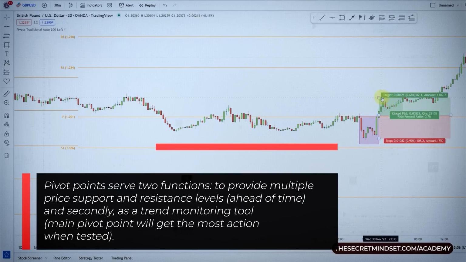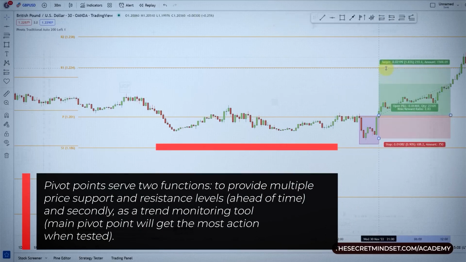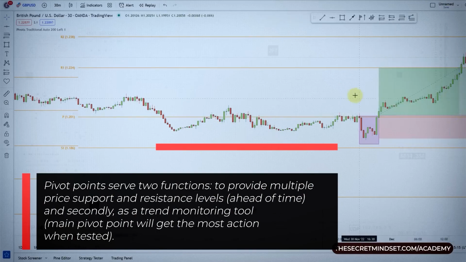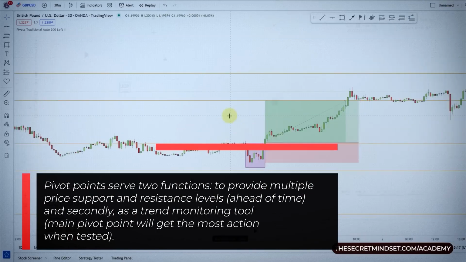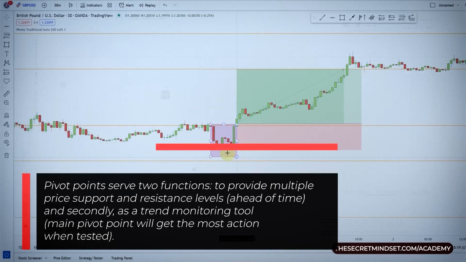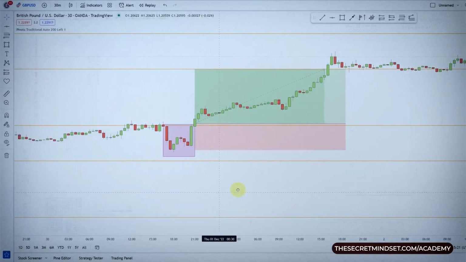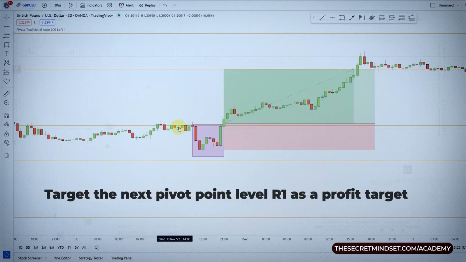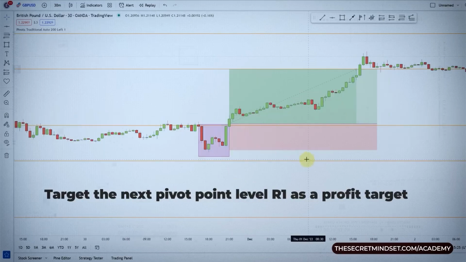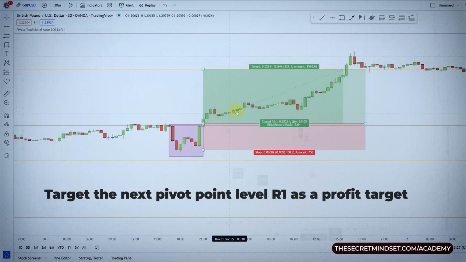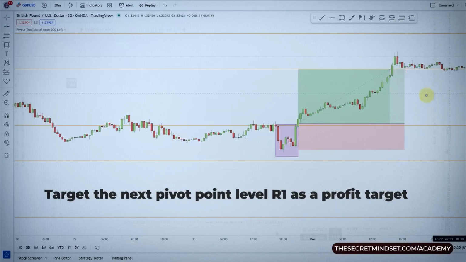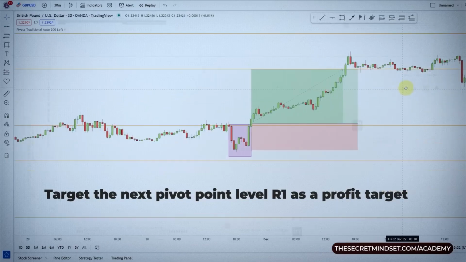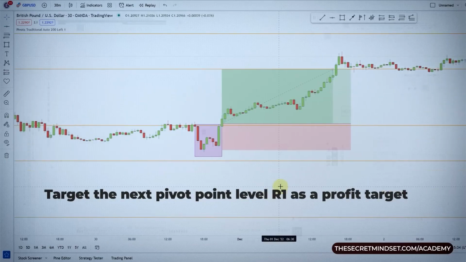Now, as a price-based tool, pivot points commonly serve two functions. First, to provide multiple price support and resistance levels ahead of time, and secondly, as a simple trend monitoring tool. The main pivot point should theoretically get the most action when tested, and as we are in a bullish trade, we target the next pivot point, R1, as a profit target.